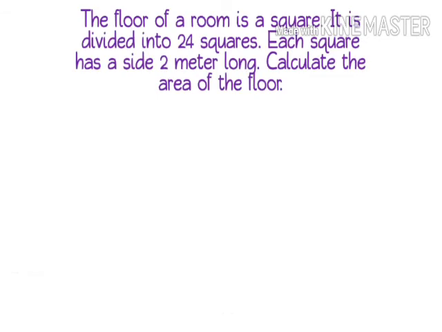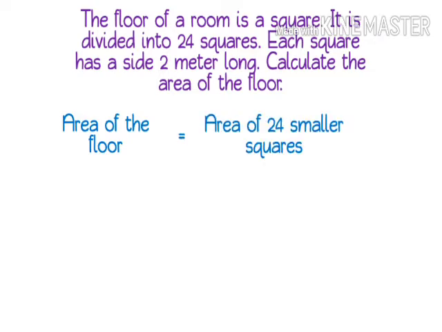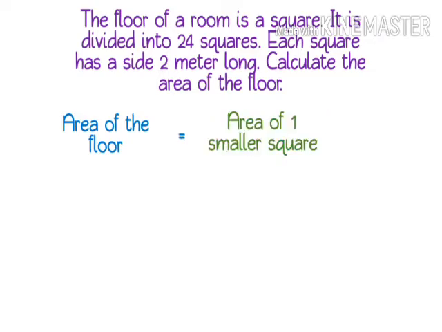The floor of a room is a square. It is divided into 24 squares. Each square has a side 2 meters long. Calculate the area of the floor. The area of the room is the area of 24 smaller squares. So, the area of one small square into 24.